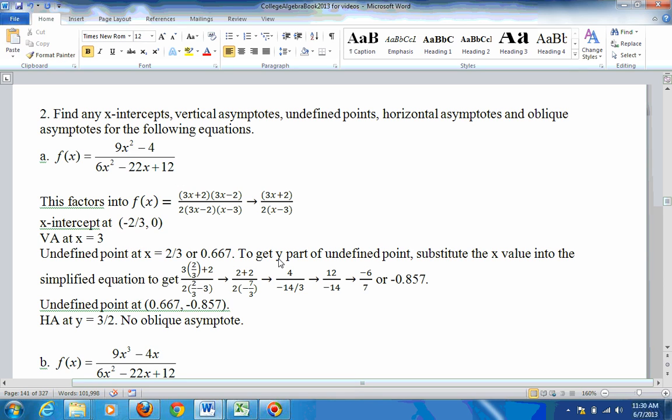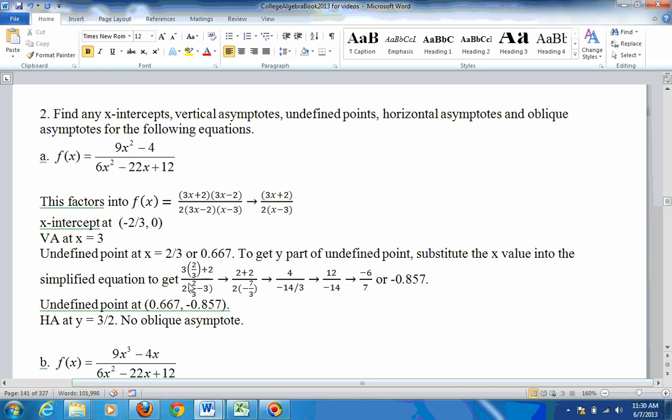Okay, continuing on with section 2.5 homework. Problem number 2 says find any x-intercepts, vertical asymptotes, undefined points, horizontal asymptotes, and oblique asymptotes for the following equations. Problem A, f of x equals 9x squared minus 4 over 6x squared minus 22x plus 12.